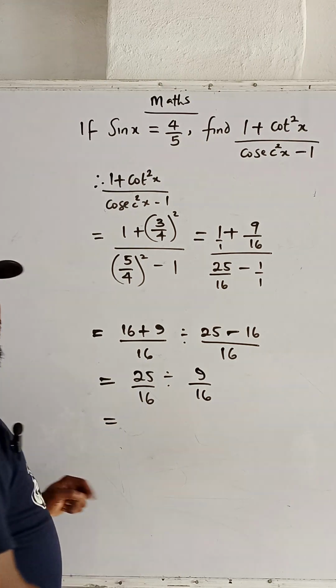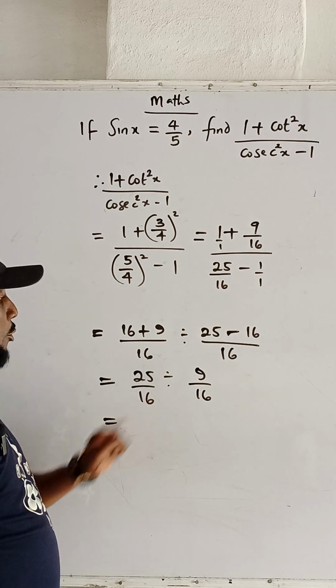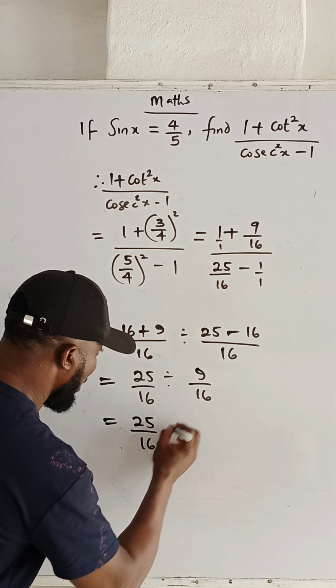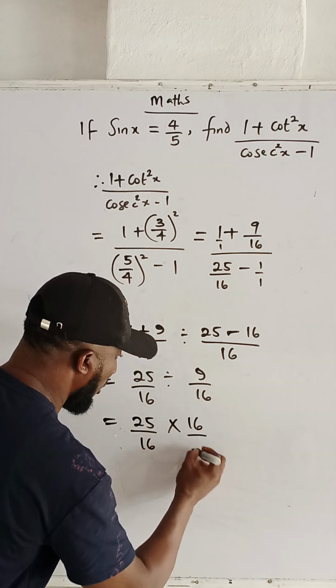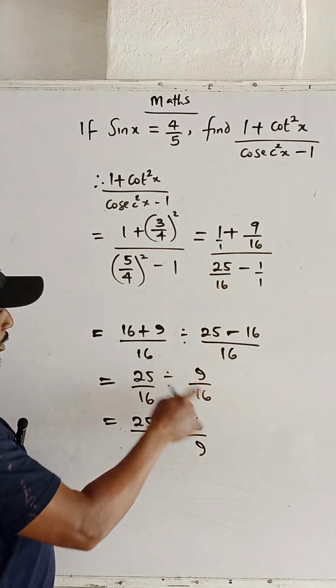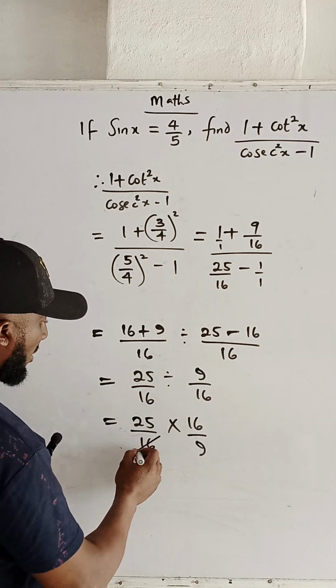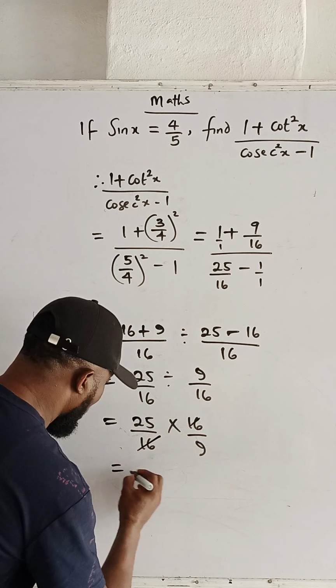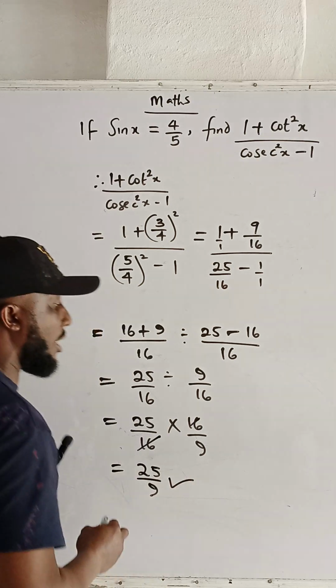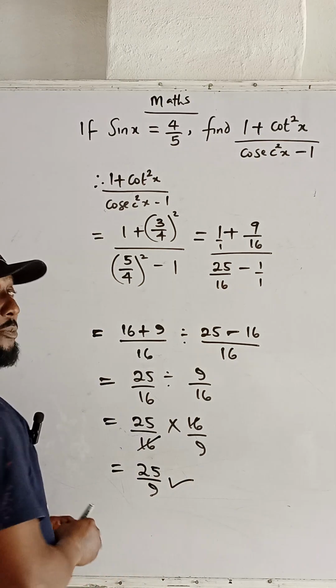So if we convert this division to multiplication, we have 25 on 16 times 16 all over 9. So we reciprocate this second fraction. So as you can see, 16 can cancel out. What is left is 25 on 9. So this is the final answer to this problem.